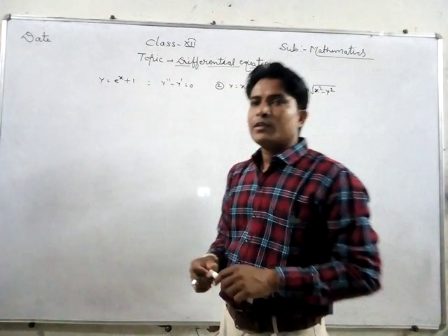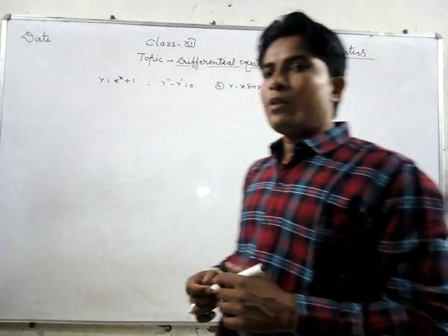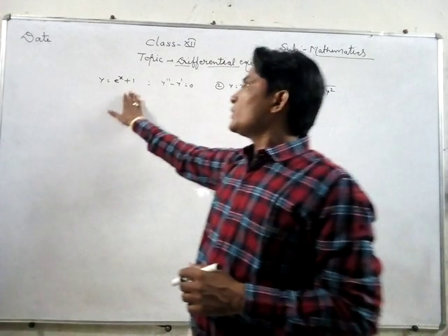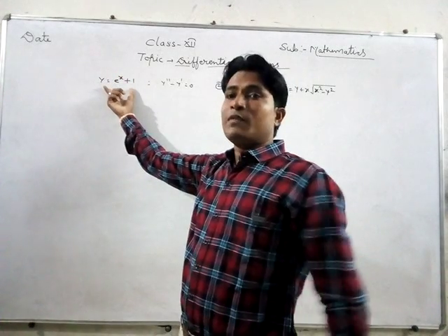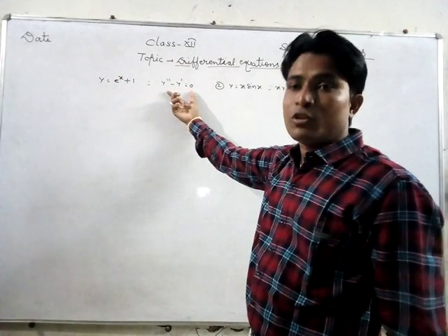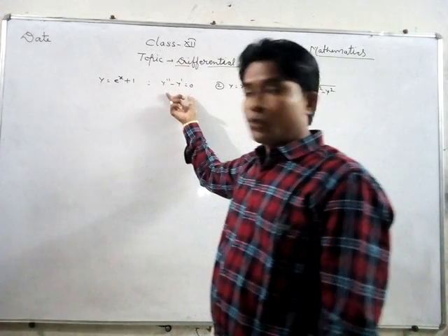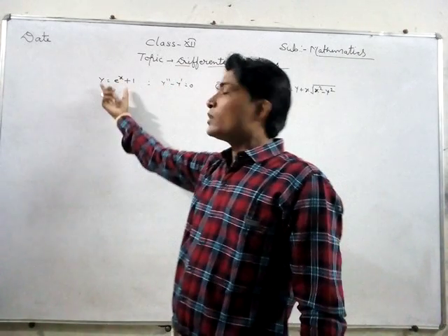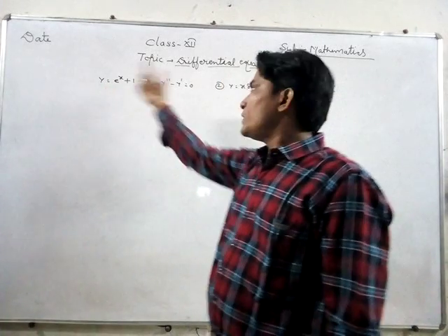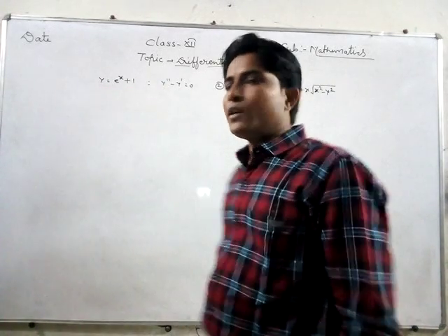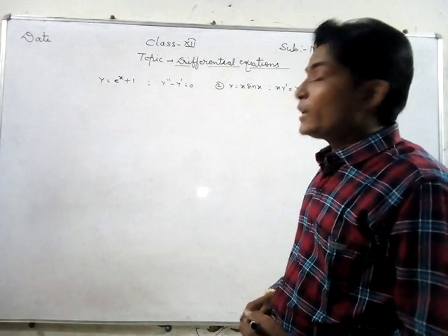Now student, there is a second problem. What is the problem? This is the form, that is the function, and that one is the solution. So we want to prove that that solution is the solution of the given function. So we have to prove whether the solution is correct or not.